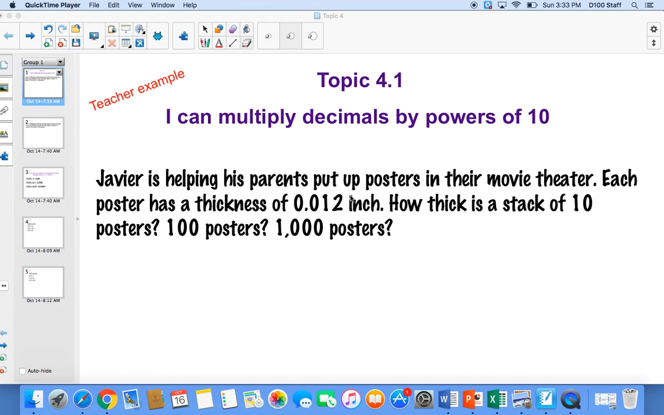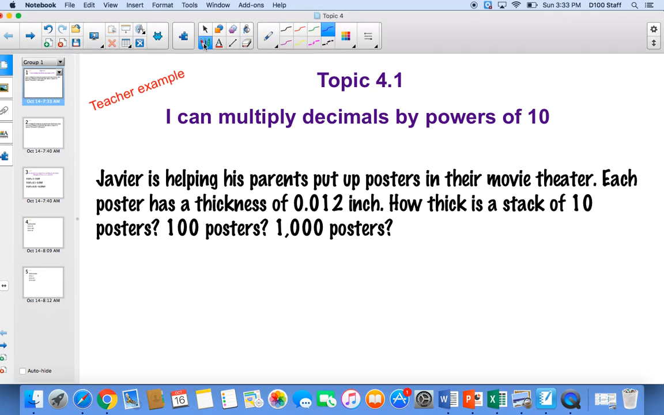100 posters? 1,000 posters? So we're going to start with our cubing strategy, and we are going to circle all of our key numbers that we have here. So we have 1,000, 100, 10, and then our decimal are all our key numbers.